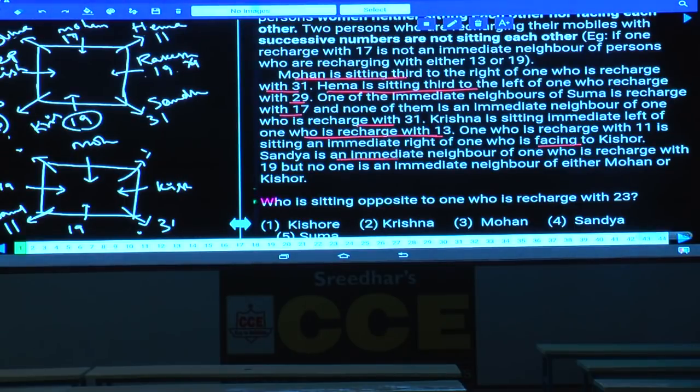Sanjay is an immediate neighbor of the one who recharged with 19. Now this Sanjay is an immediate neighbor of that one, but is not an immediate neighbor of either Mohan or Kishore, isn't it? Either Mohan or Kishore. Hence, what are the possibilities we have? Then tell me what are the remaining numbers we have. Now in this, one more piece of information is also not clearly given. What is that information here?